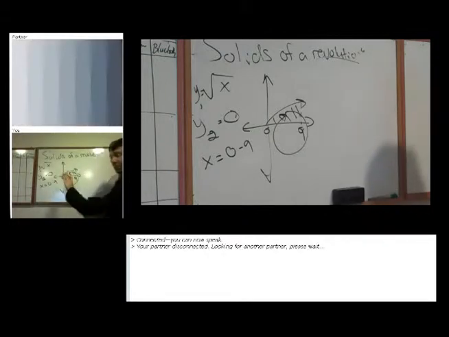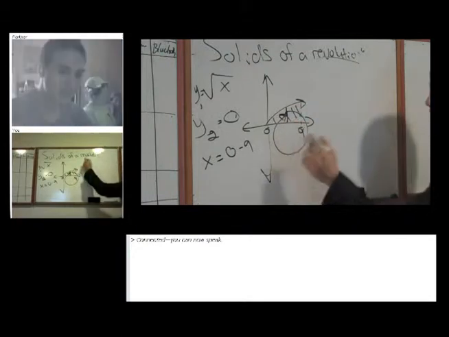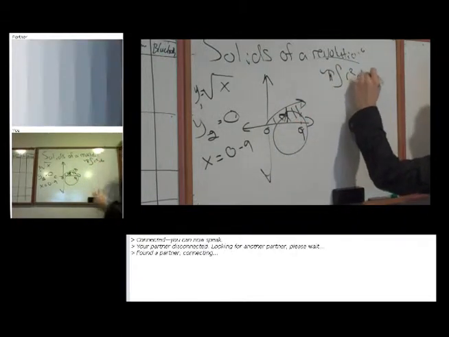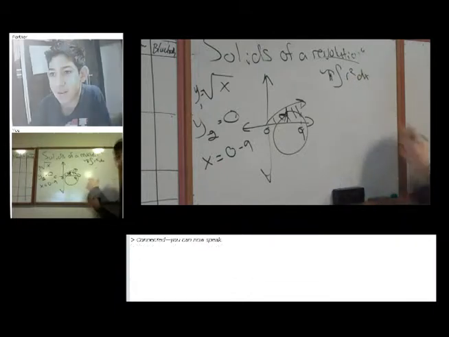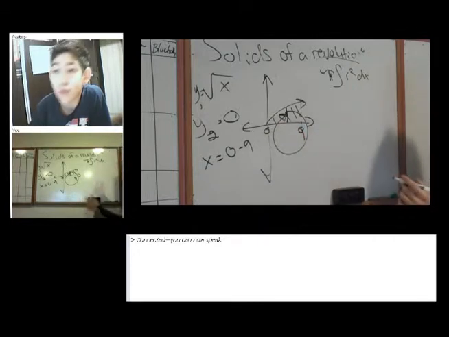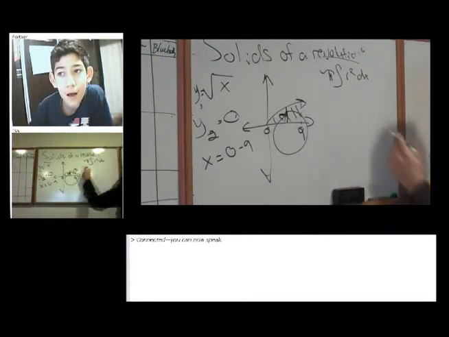So let's go. Now we have this in our mind. We'll write down the formula: pi times the integral of r squared dx. Why do we use the disk formula? Well, I'll tell you why. Because the graph is flush with the x-axis.